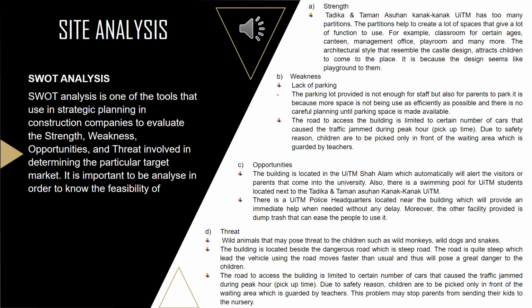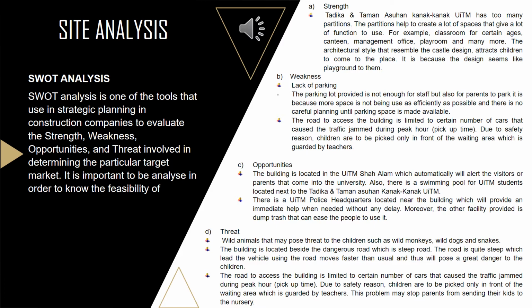First, strength. Tadika in Taman Asuhan Kanak-Kanak UiTM has many partitions. The partitions create a lot of spaces that give a lot of functions to use. For example, classrooms for certain ages, canteen, management office, playroom and many more. The architectural style that resembles a castle design attracts children to come to the place. It is because the design seems like a playground to them.